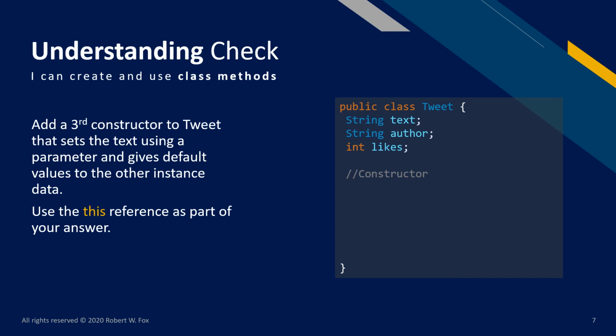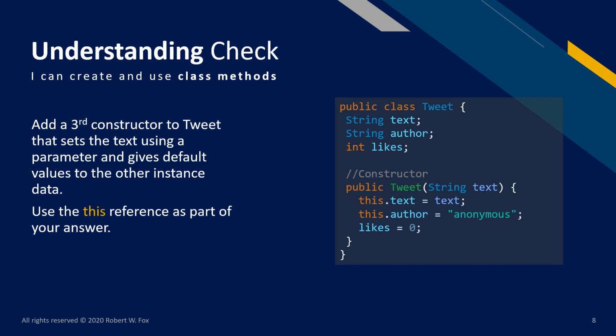constructor that only has one parameter. This parameter will set the text, and then the constructor will give default values to the author and the likes. In addition, I would like you to demonstrate that you understand the this reference by making it part of your answer. Pause the video, and when you're ready, we'll see what the answer is.